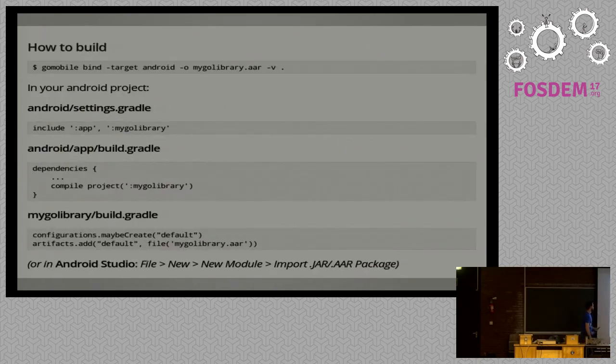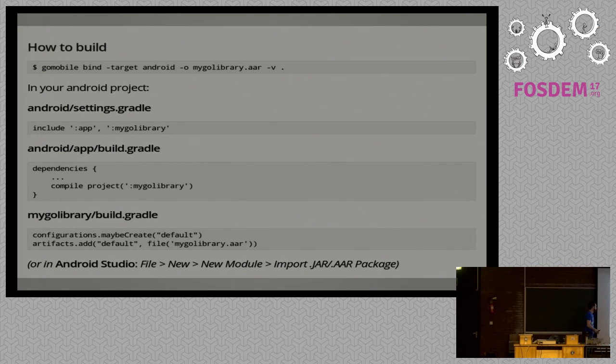How to build this? Well, it's gomobile bind. You specify the target, which is iOS or Android, the output library, which is an AAR file and everything. The -v is for verbose, to show if something is wrong or not.